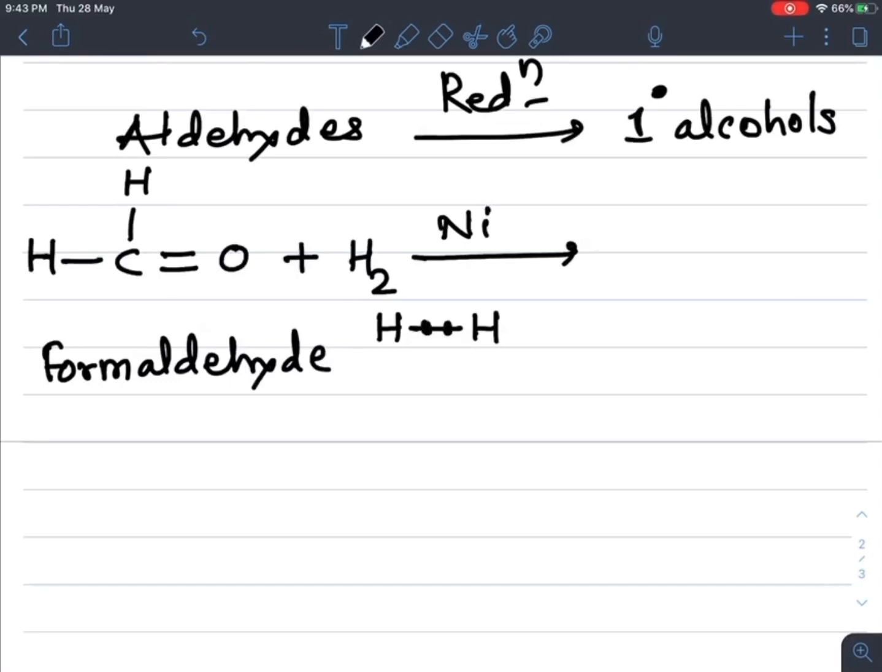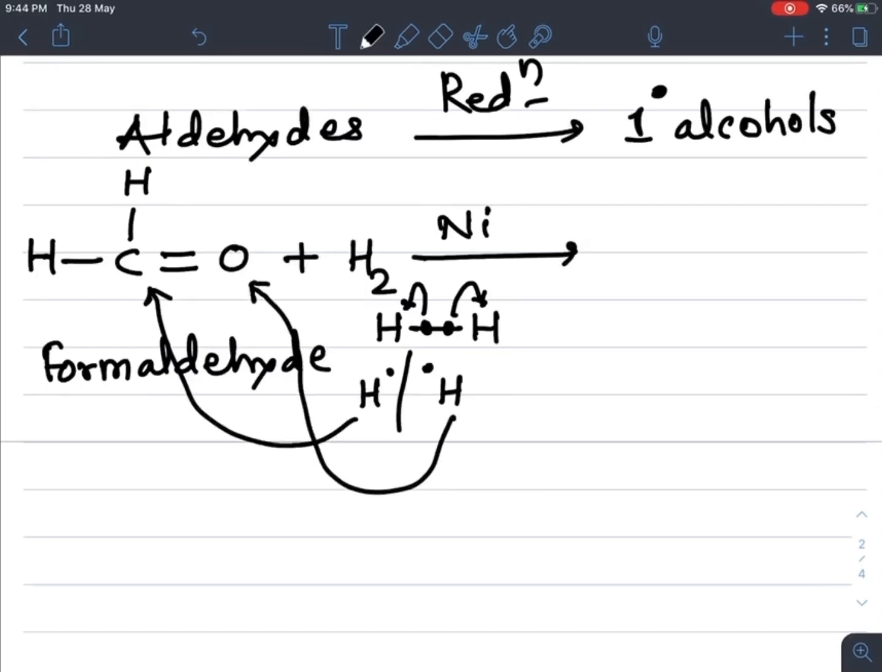Here homolytic fission takes place, breaking the covalent bond so that the bond breaks and forms free radicals. Each hydrogen takes its own electron, and free radicals are formed. One hydrogen gets added to the carbonyl carbon, and the other gets added to the carbonyl oxygen, and we get its corresponding alcohol.